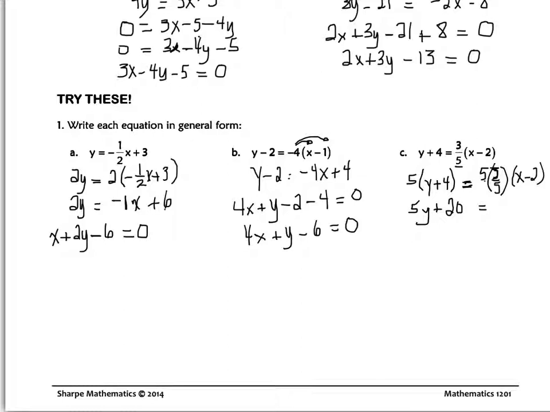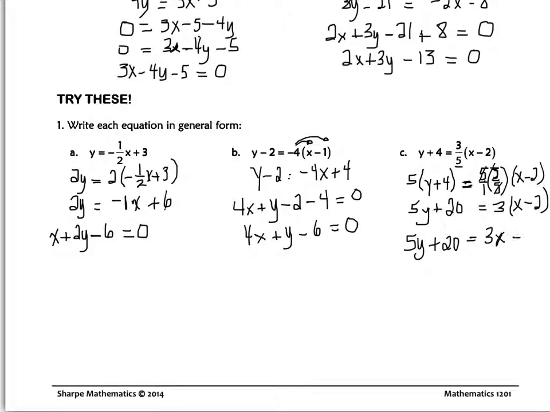So that's going to give you 15 over 5, or cancel out those 5's. So that's going to give you 3. And 15 over 5, if you did it that way, would still be 3. And then you have to distribute the 3.